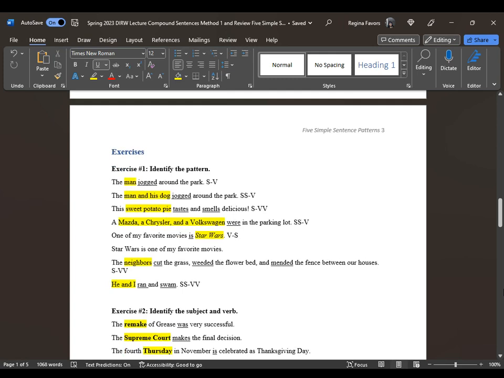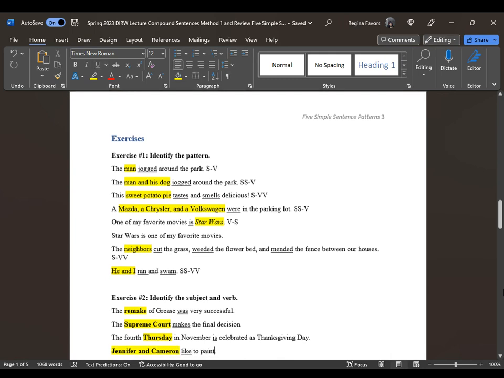And so we said that the best way to know if Star Wars in the previous sentence is actually the subject of the sentence is just to rewrite it. So Star Wars is one of my favorite movies. And then let me just add something right here. And this is just rewriting.